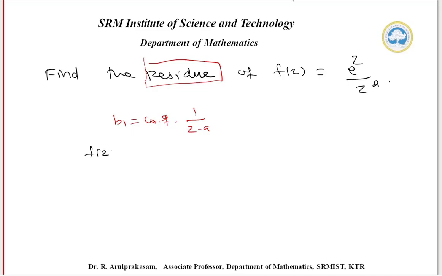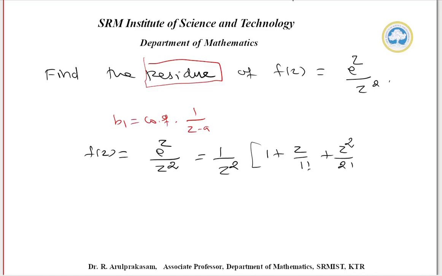Here I have the function e to the power z divided by z square. Expanding the series representation, you know e power x is nothing but 1 plus x by 1 factorial plus x square by 2 factorial. That is in the real function. Here a complex function is given, so we can express the series representation of e to the power z as 1 plus z divided by 1 factorial plus z square divided by 2 factorial, going on up to infinity.